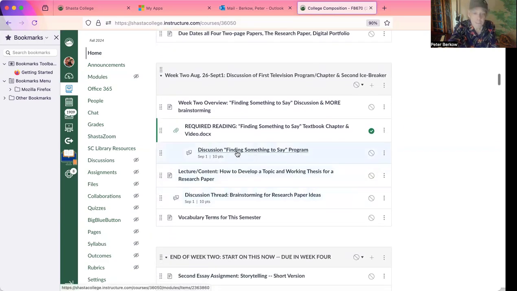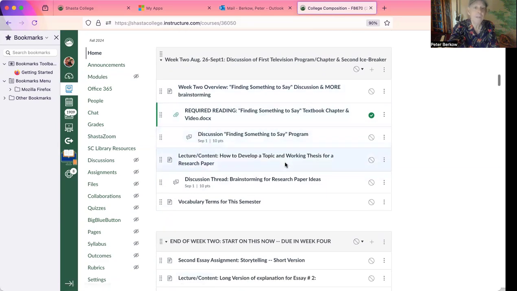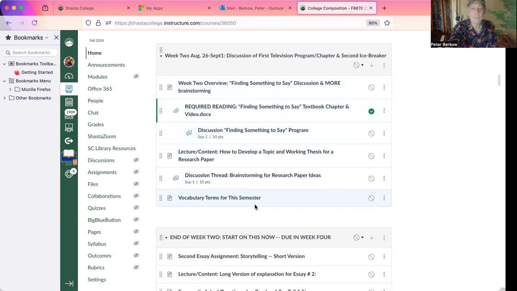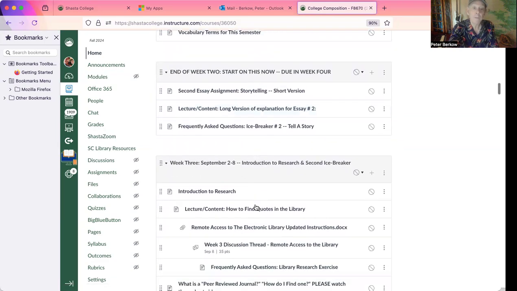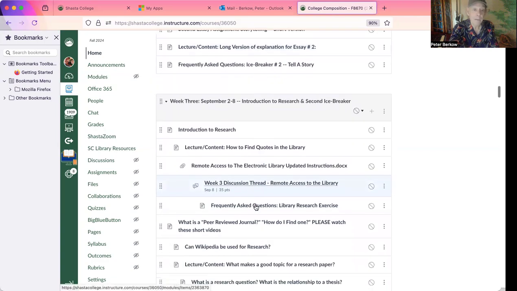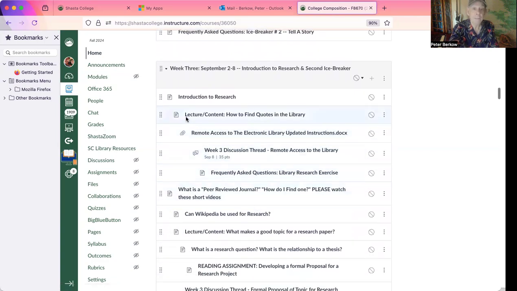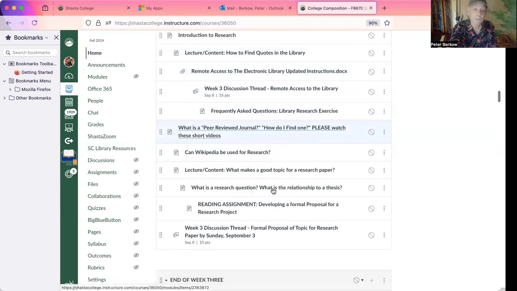There are discussions. That's what this little icon here means. And every week, I would like you to do some discussions. Right now, the due dates you see here are just roughed out. They may change a little bit when you get to week number two. Number three has similar patterns. There'll be lecture content, and some discussions every once in a while.